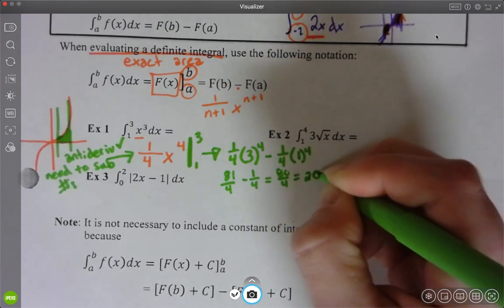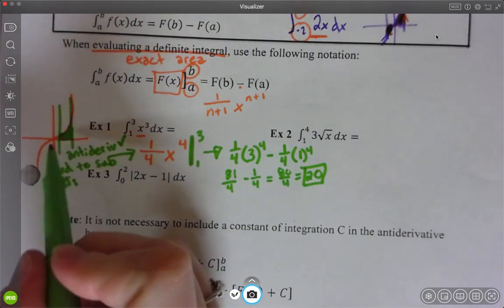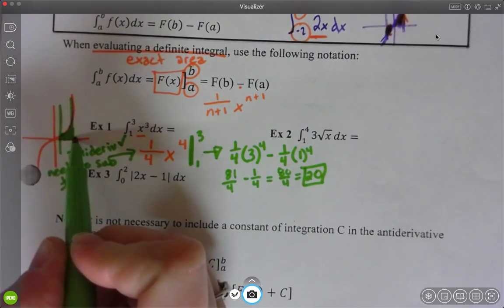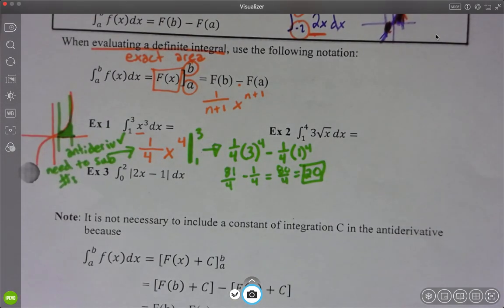So this guy right here, from 1 to 3, will have an area of 20 underneath that curve. And I found the exact area. There's nothing else to it.